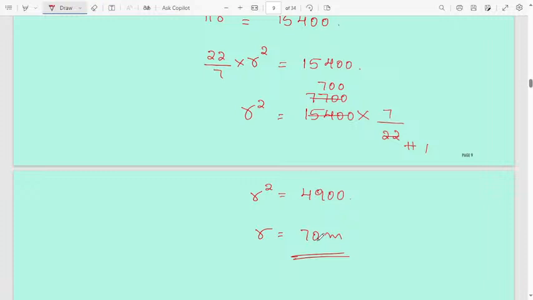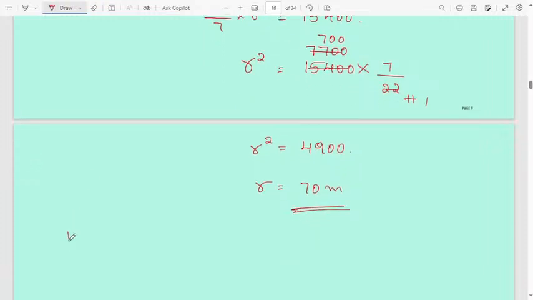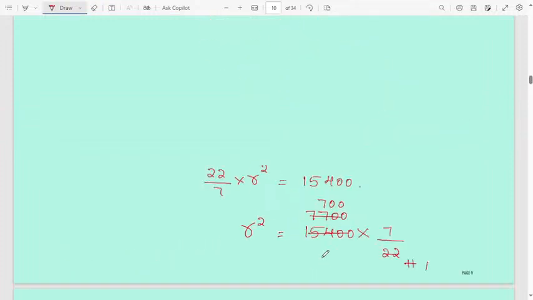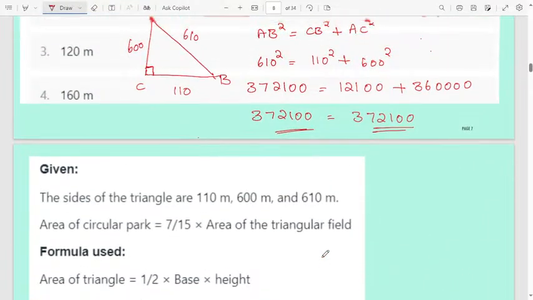Then they are asking the diameter. Diameter will be 2r, 2 into 70 will be equal to 140 meter. Yes, that is correct. It will be equal to 140 meter.